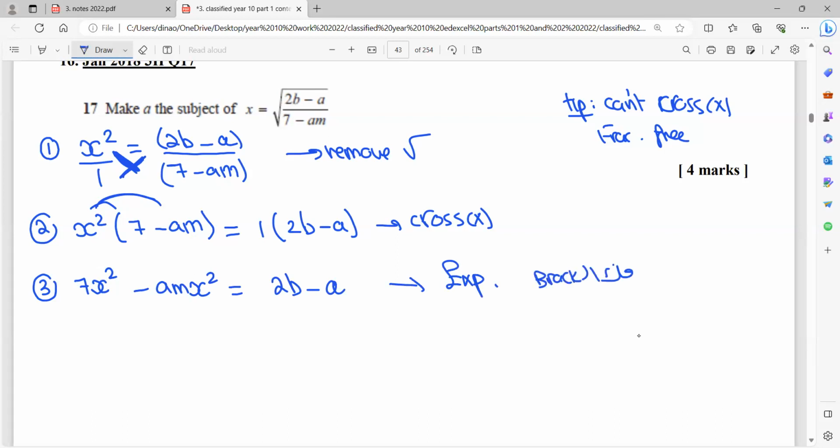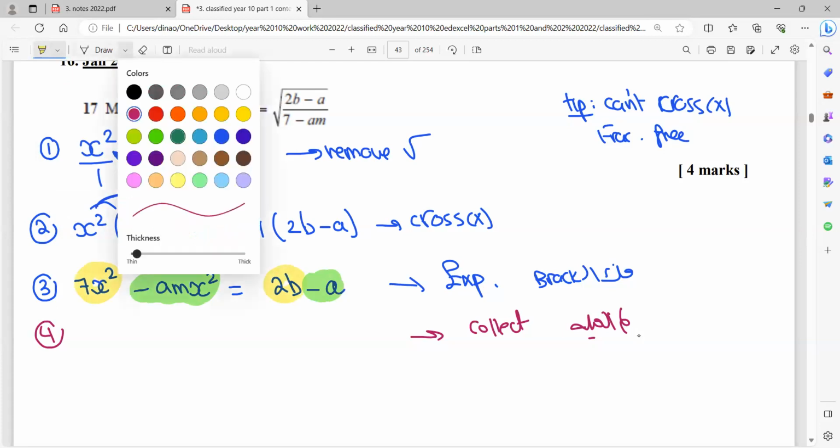And then this is the most important step, and I'm actually going to use another color for it, the step of collecting the family, or in other words, collect. Here I am required to make a subject in this question. So all the terms that will contain the letter A must be collected on one side, and anything else on the other side. So basically, I'm just going to do some rearranging.